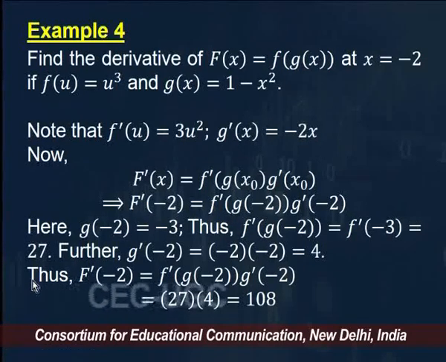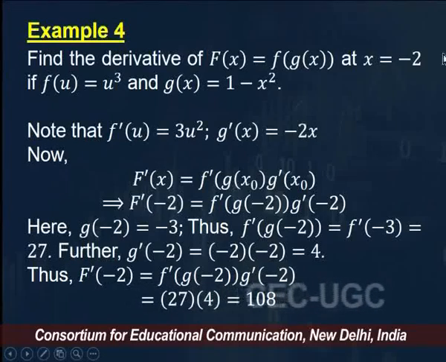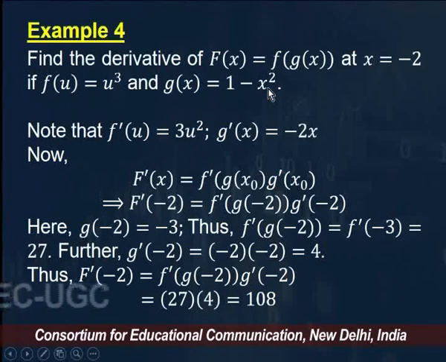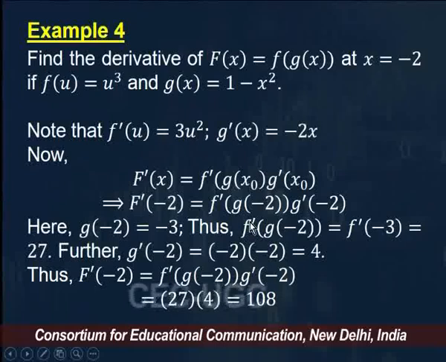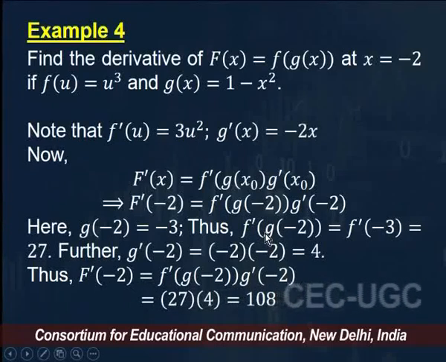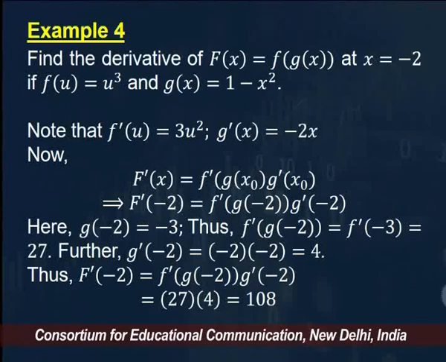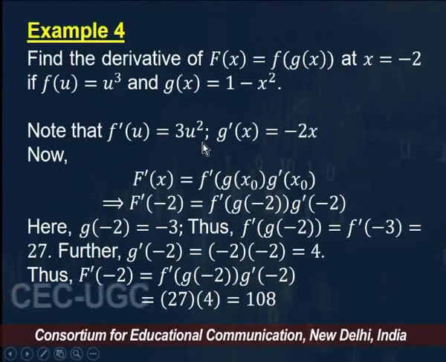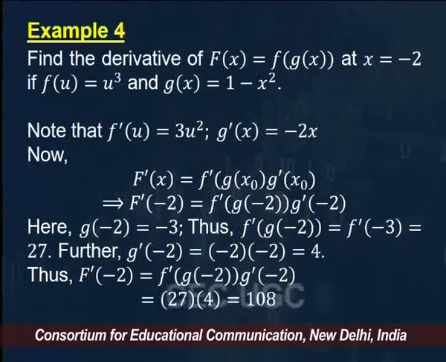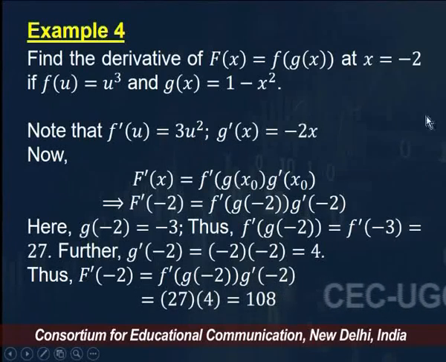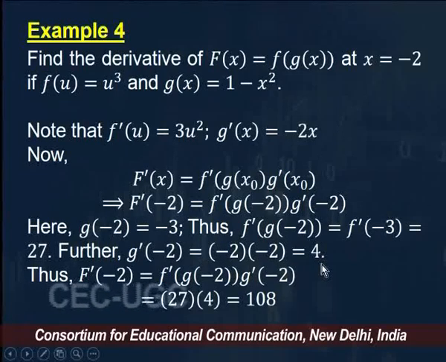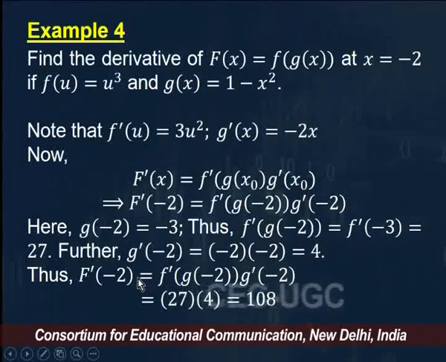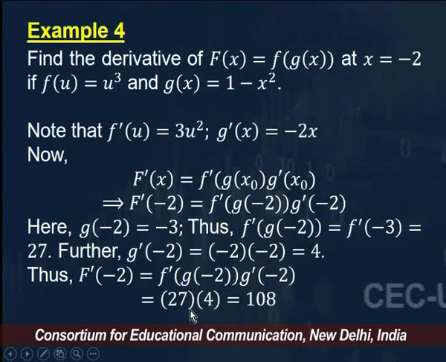Now, g of minus 2 is nothing but 1 minus 4. Right? g of minus 2 is 1 minus 2 squared. So that's 1 minus 4, that's minus 3. So f prime evaluated at minus 3, which is g of minus 2, is going to be 3 times minus 3 squared. So that's 9 times 3, which is 27. And further, we want g prime at minus 2. So g prime at minus 2 is minus 2 times minus 2, which is 4. So the derivative here at minus 2 is given by 27 times 4, which is 108.